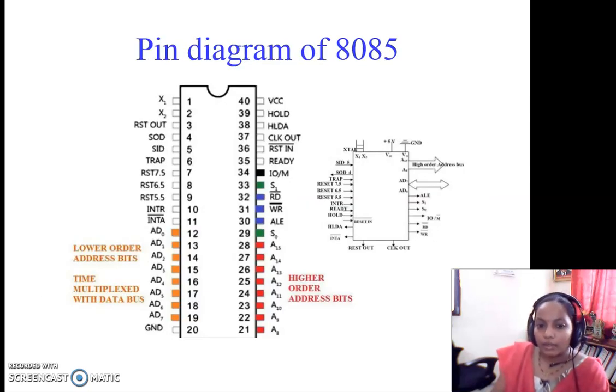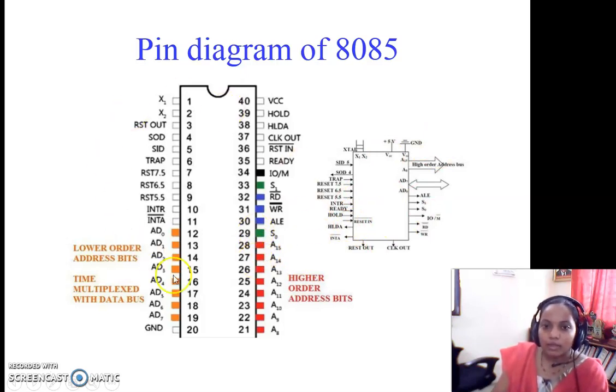Let us discuss the pin diagram of 8085. On the left hand side, it is the pin diagram of 8085 and it is the signal diagram of 8085. Then what is the difference between both these diagrams? The signal diagram is showing which pin is input to the microprocessor and which is output from the microprocessor.